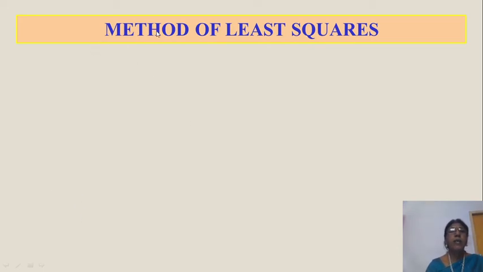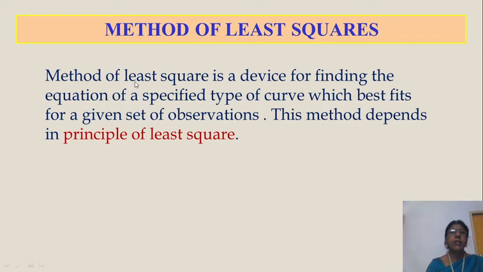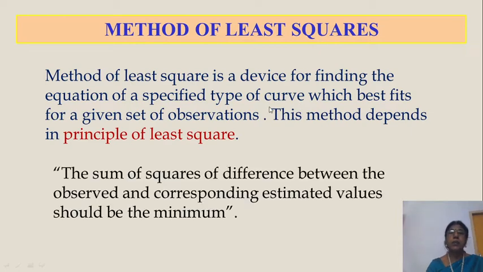Now our topic is the method of least squares. The method of least squares is a device of finding the equation of a specified type of curve which best fits a given set of observations. This method depends on the principle of least squares. By using this least squares method, we are going to find the equation of a specified type of curve. That means it may be a straight line, a parabola, an exponential curve, any curve.